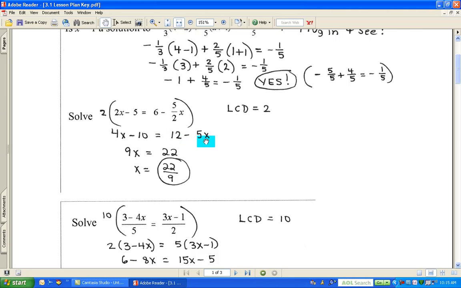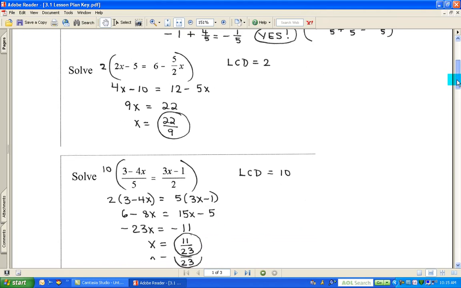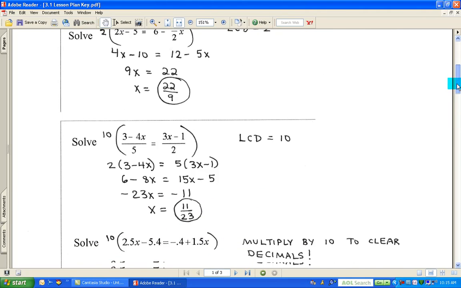So in other words, we cleared fractions. What I did to get down to the next line is we moved some things around. We got our variables on the left and our numbers on the right. So what we did is we added 10 to both sides and we added 5x to both sides, which gave us 9x equals 22. Therefore, x is equal to 22 over 9. And just because that's an improper fraction, you don't need to change it into a mixed number. It's in lowest terms, so we're fine.